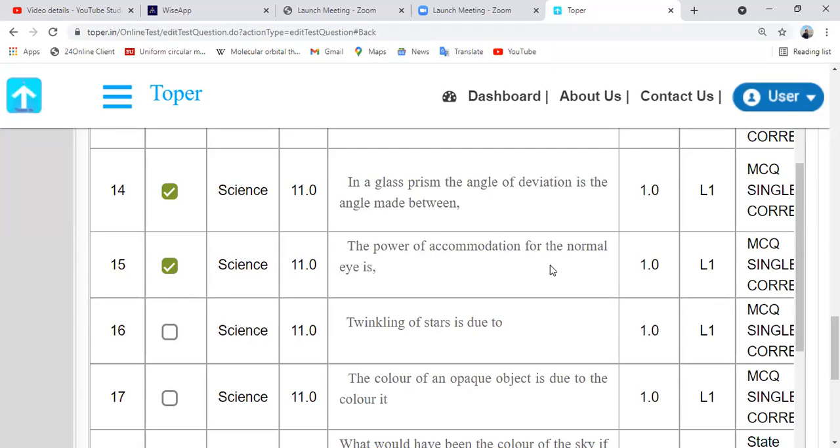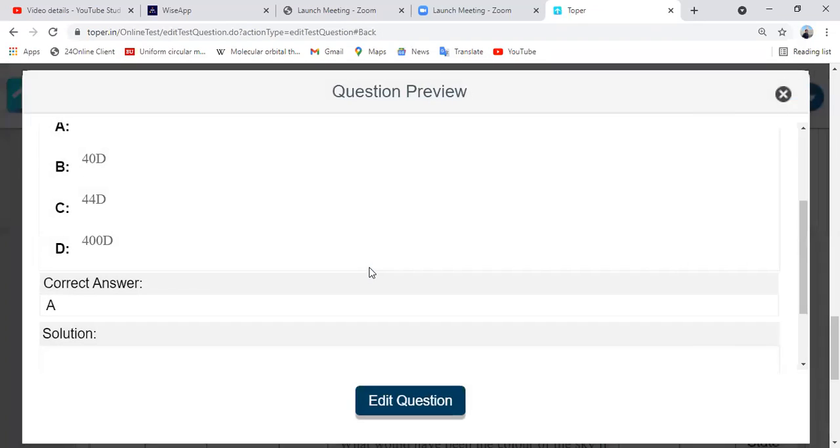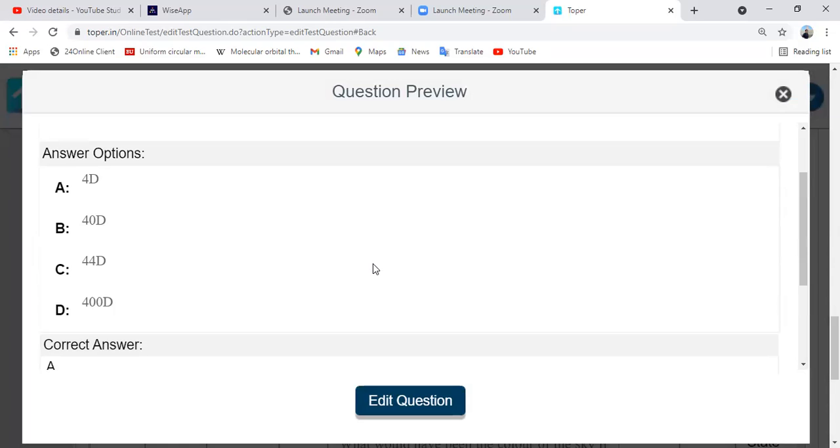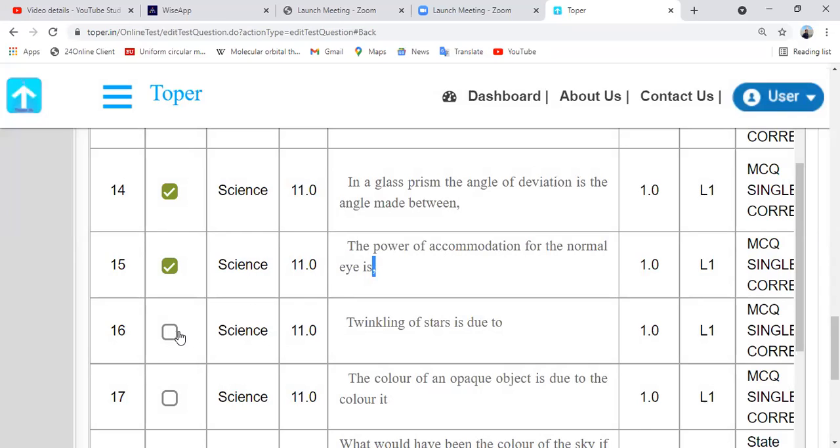Yes, everyone? The power of accommodation of the normal eye is 20 centimeter to infinity. Oh, 4 diopters, sir. I thought it is given with respect to distance, but it is on the basis of power. So it is 4 diopter. Sir, 40 diopters and 44 diopters are not possible that much, right? Yes.